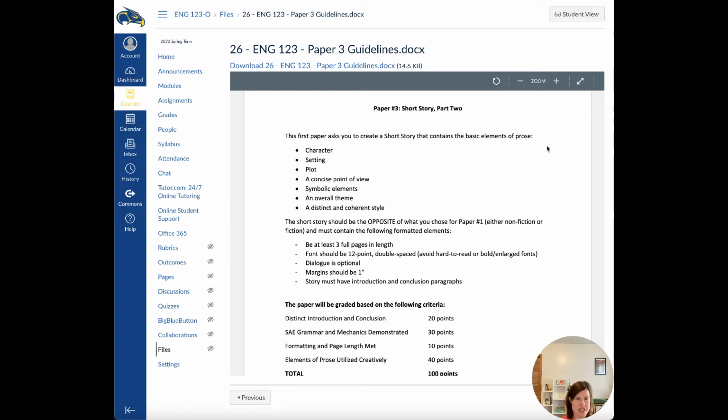I loved them. So what you're being asked this second time around is that the short story should be the opposite of what you chose for paper 1. That's where it's going to get a little challenging. If you chose a nonfiction story for paper 1, paper 3 is going to ask you to choose a fiction story. And if you did a fiction story for paper 1, then you're going to do a nonfiction for this one. So we're doing the opposite, right? I want to challenge you a little bit, because I know a lot of people like writing fiction. Well, this is going to challenge you to break out of your comfort zone and write about reality.